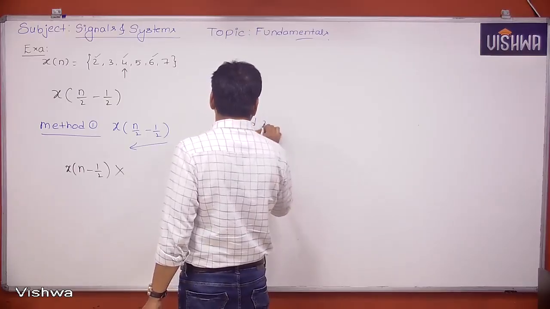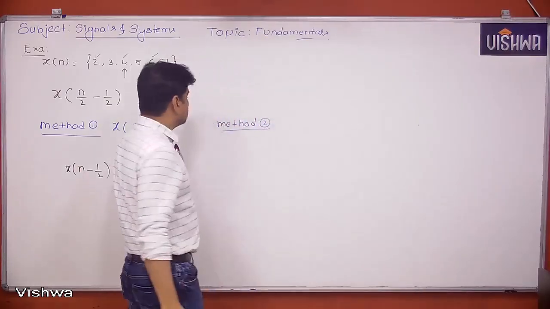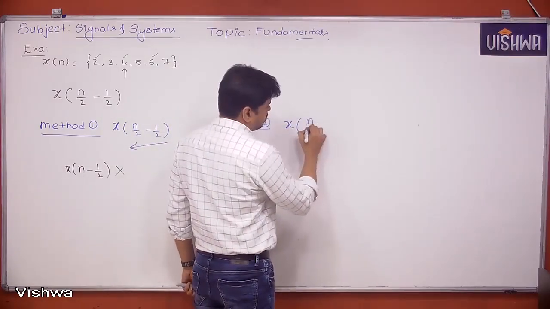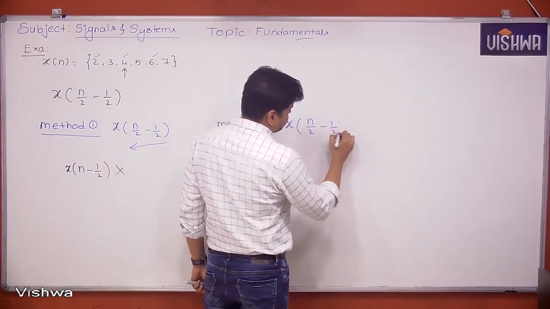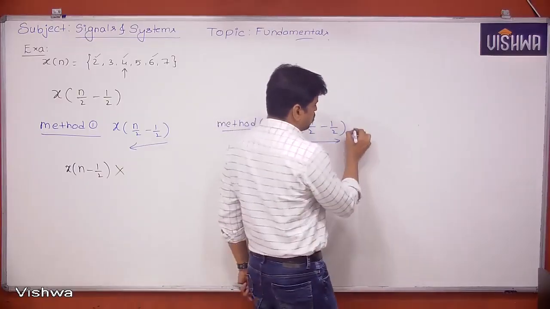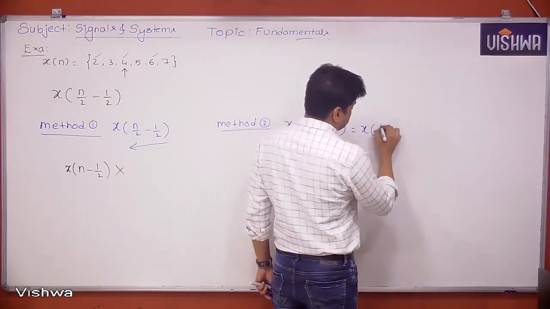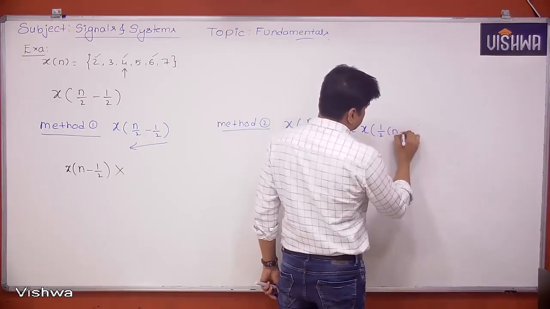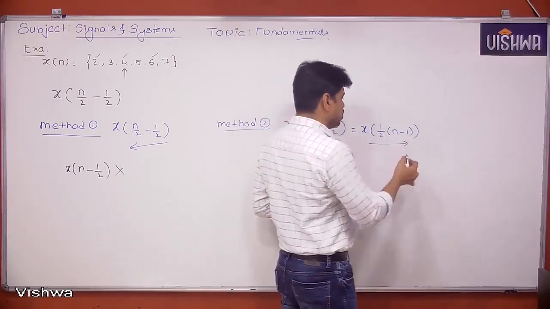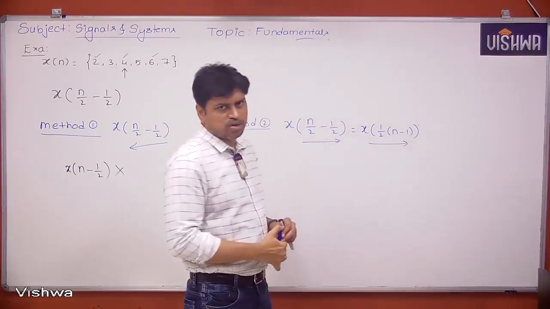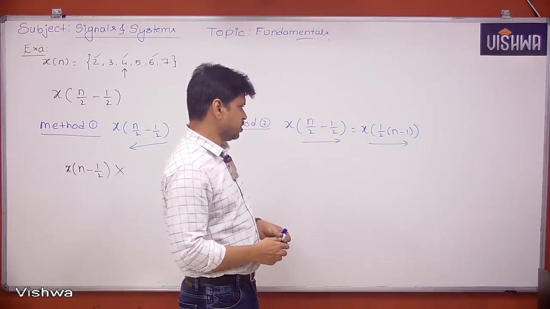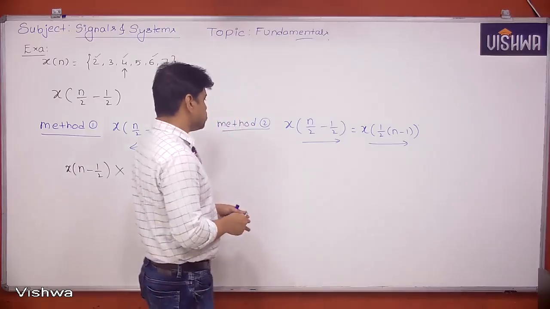Method 2: in method 2, x of n by 2 minus 1 by 2, we can perform the operations in this direction. That means we have to take 1 by 2 common. If I take 1 by 2 common, it is n minus 1. So in this direction we have to move. If you observe carefully, it is not involving any non-integer shifting. So yes, this method is okay for us.